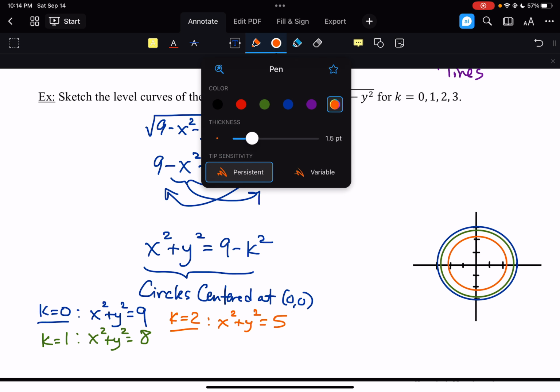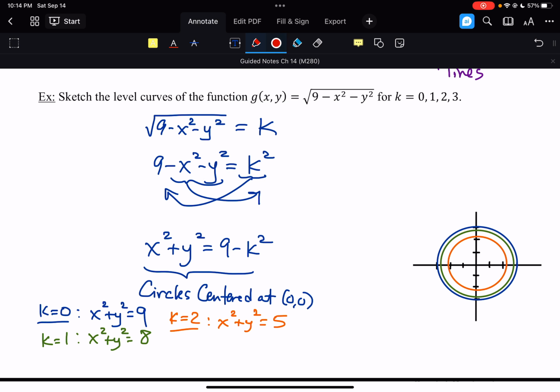Something like that. And then lastly, when k is 3, we get x squared plus y squared equals 9 minus 9, so 0. So that's just going to be that point right there. Okay, so we have k equals 0 out here, k equals 1, k equals 2, and k equals 3 right there. So this would be our contour map, our set of level curves for the sphere.